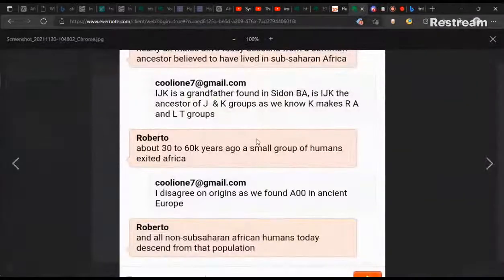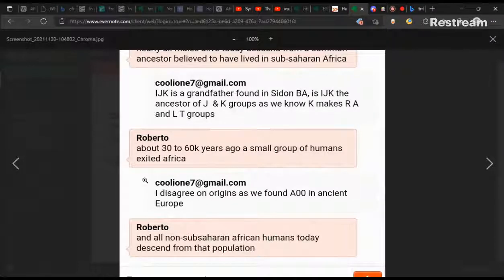I'm going to continue reading this. So this is what it says. I just say they are a small group of ancestors, pretty much. I just disagree on the origin because I know that is not an out of Africa idea. And it says all non-sub-Saharan African humans today descend from that population.